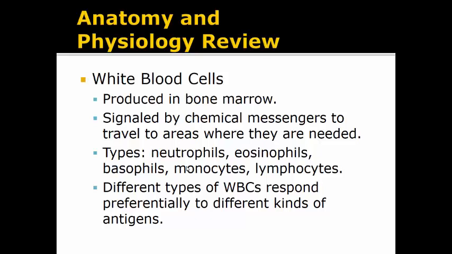Our white blood cells are also produced in the bone marrow, and these are signaled by your messengers that go to wherever in the body they're needed. So if there's signs of injury or illness or something like that. You've got several different types: neutrophils, eosinophils, basophils, monocytes. They respond to different types of antigens, different problems. So most of them are going to be specific to specific things.